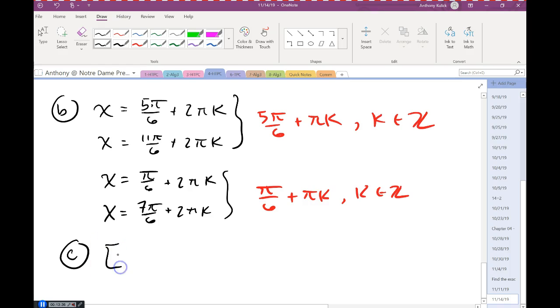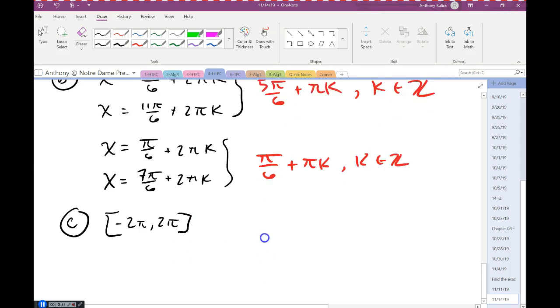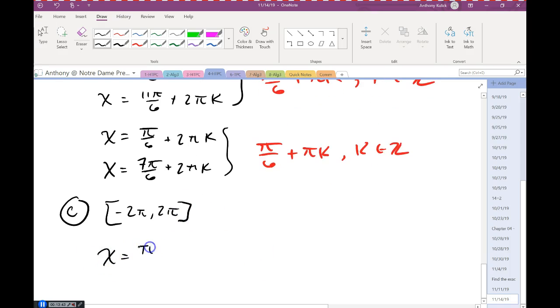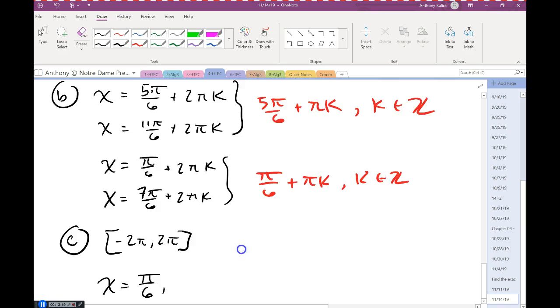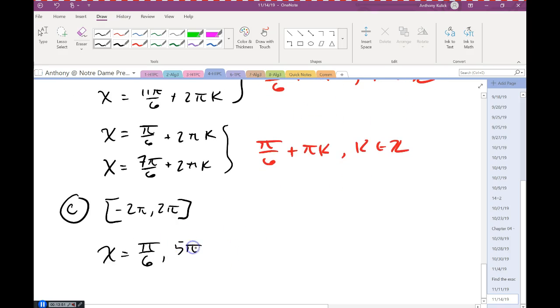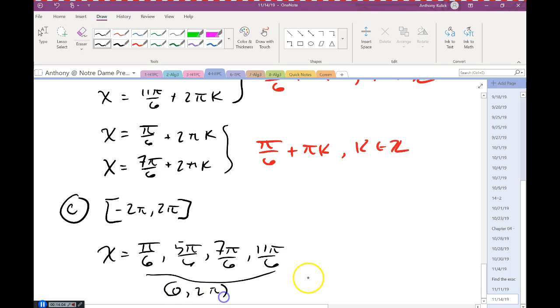For C, we want from negative 2 pi to positive 2 pi. So clearly all our answers from before in part A are going to be answers still here, right? So these are the answers from 0 to 2 pi. What we need also are the answers from negative 2 pi to 0. Everybody okay with that idea?